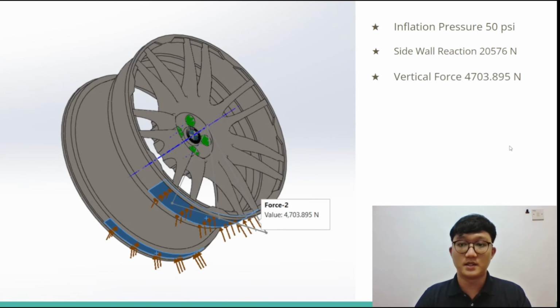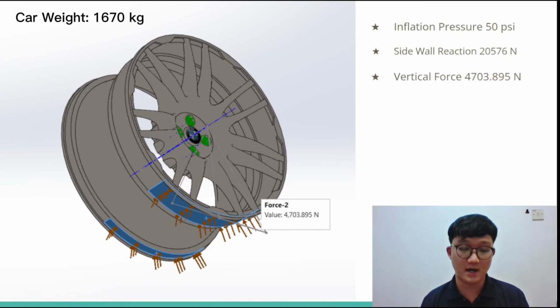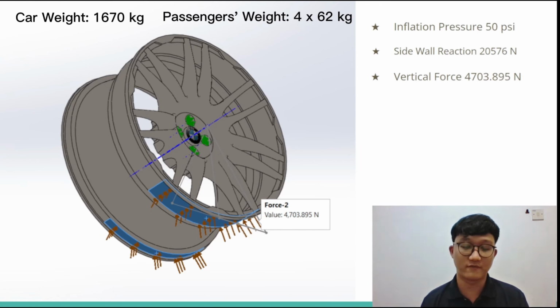Number 3, there is also a vertical force. This vertical force is actually the vertical ground reaction. In this case, the value is 4,703.895 Newton. This reaction is caused by the weight of the car, which is 1,670 kg, and also 4 adult passengers with a weight of 62 kg each.